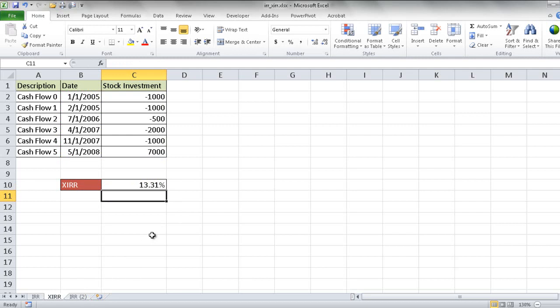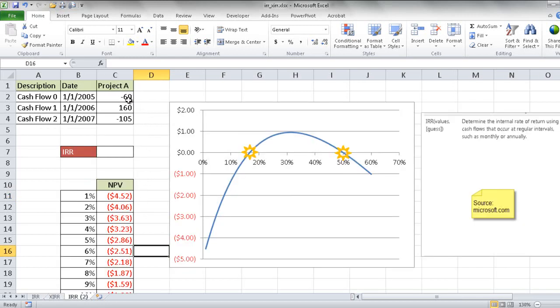So if you didn't have regular recurring periods and you had periods that were not equal, the XIRR function would work. I mentioned earlier the IRR function might not work well if you had unconventional payments. So in an instance where we'd have an outlay of $60 and then maybe an inflow of 160 and then an outflow of 105, it might not work that well. I'll show you the calculation here. If we did IRR and we just did our values here, it's going to give us 16%, right? But remember, IRR is a function where NPV equals zero.